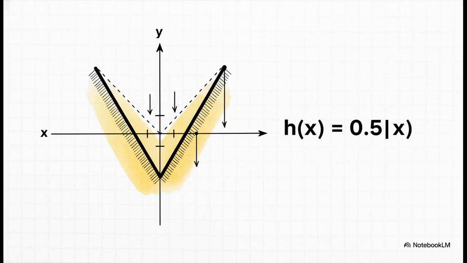Now let's do the opposite, a compression, or a squish. Take a look at the function h of x equals 0.5 times the absolute value of x. Here, our a is 0.5, which remember is between 0 and 1. So this means every single y value gets cut in half. The graph now rises half as fast, which makes it look visually wider or maybe flatter than the original.